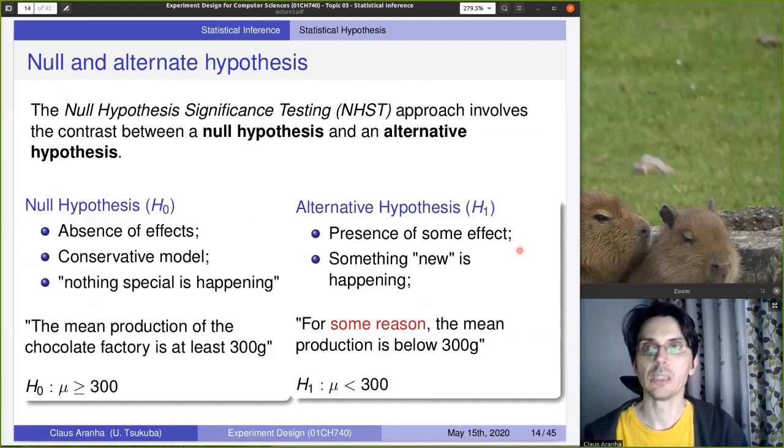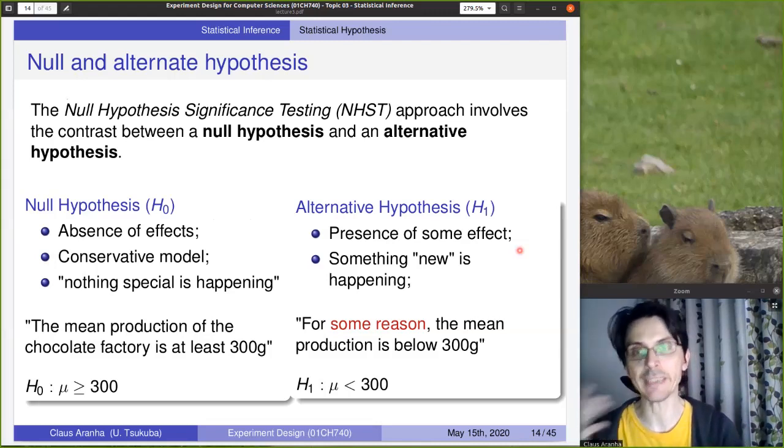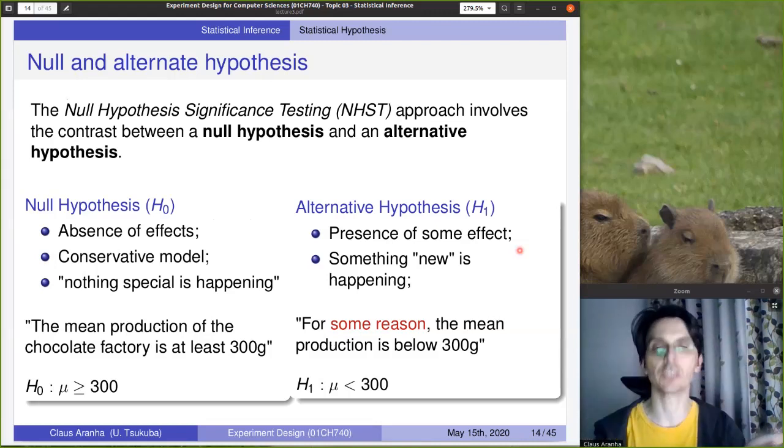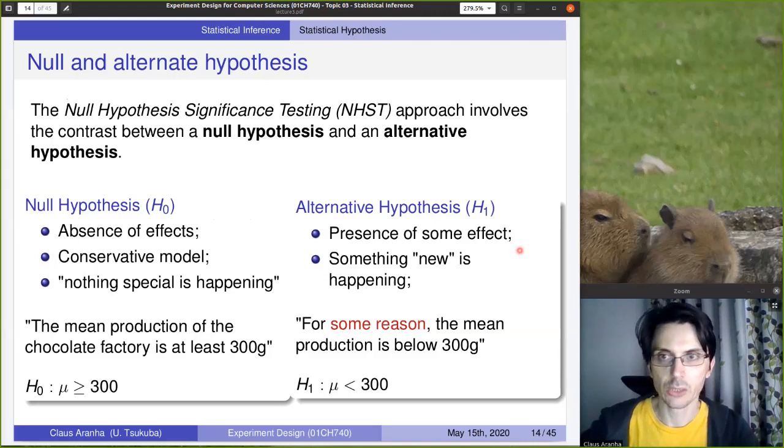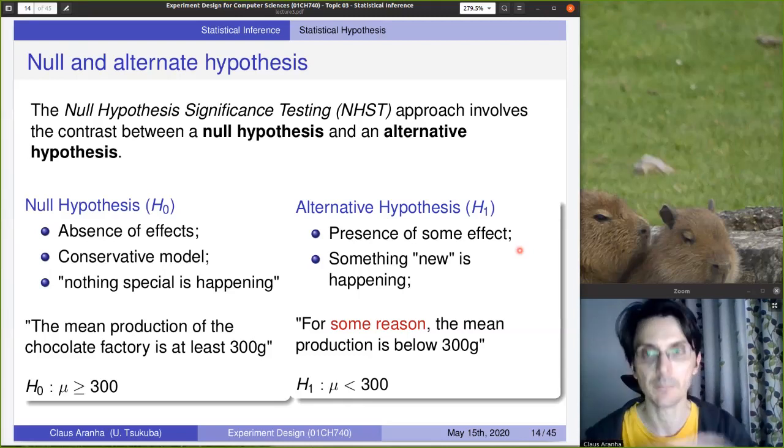This is usually called null hypothesis significance testing, okay? The idea is that null hypothesis testing involves the contrast between two hypotheses. One we're going to call the null hypothesis, or H0, and the other we're going to call the alternate hypothesis, or H1. The null hypothesis is the hypothesis that nothing strange is going on. Everything is as expected. The factory is producing as much as we expected it to produce. The two algorithms are equal. The new algorithm is not better than the existing ones. The new medicine has no special effects. Nothing is going on. Everything is as we already knew. So that's the null hypothesis, the absence of effect, the conservative model.